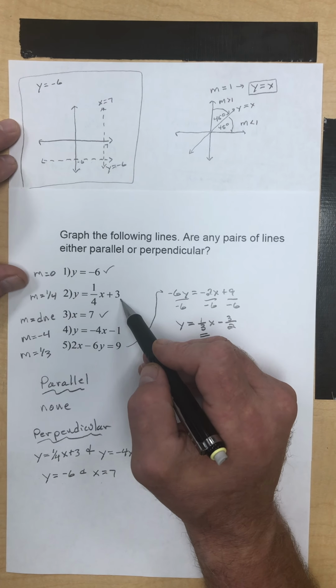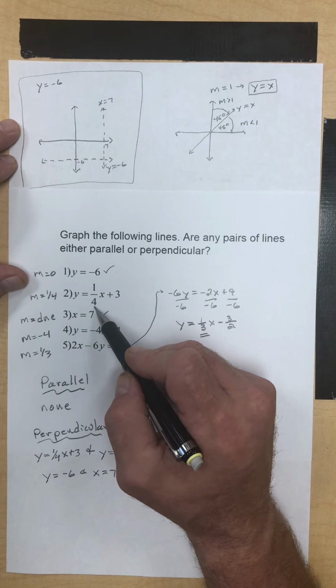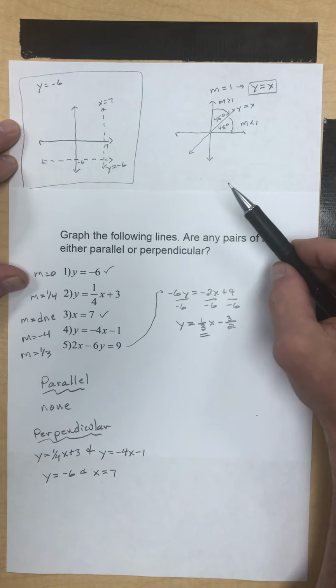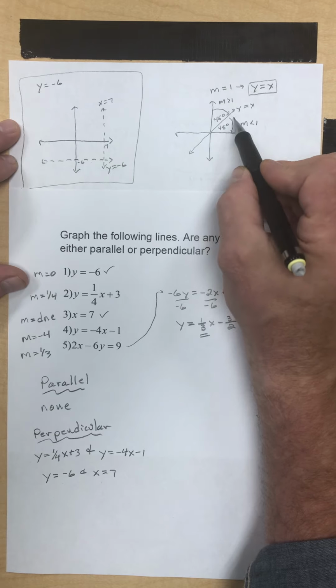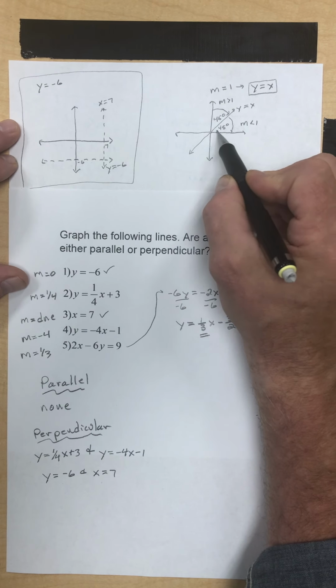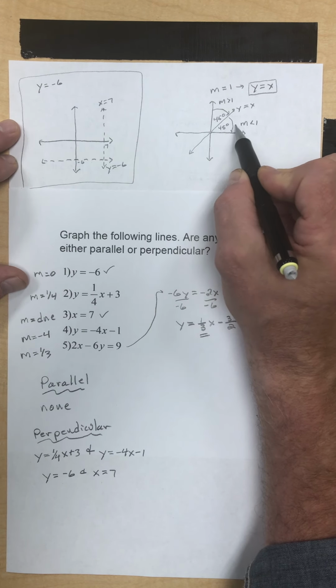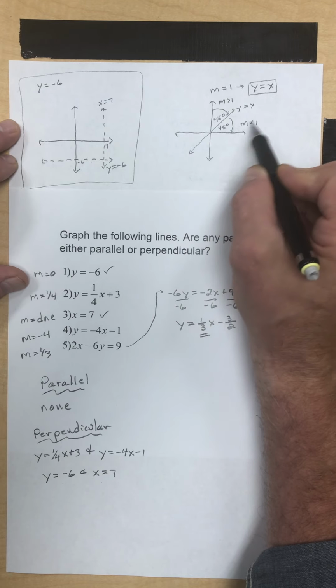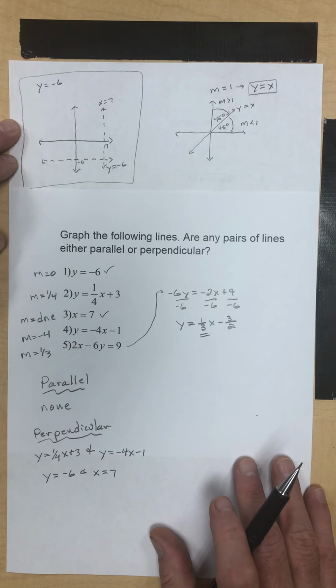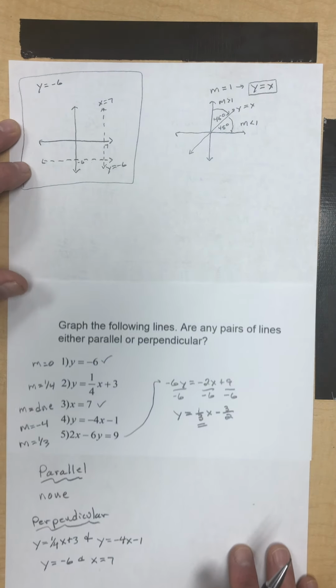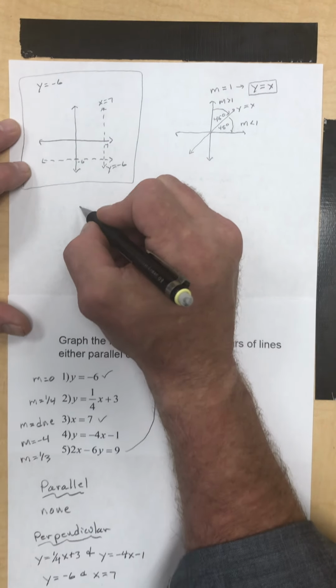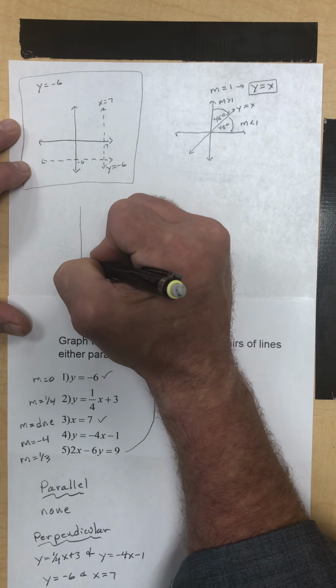Now if we look right here, notice the slope is 1/4, and clearly 1/4 is less than 1, so that guy's going to be shallower than this. So it's going to be kind of going down like that, assuming it went through the origin. Of course it doesn't. Okay, quick sketch, no big deal.